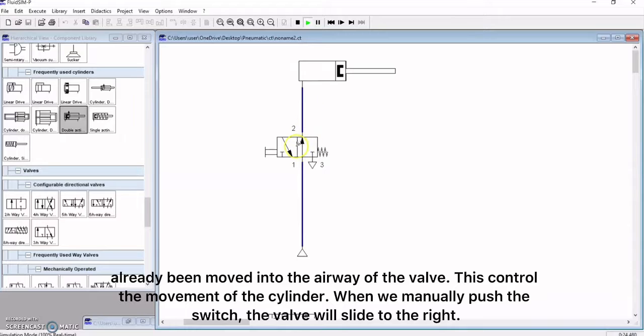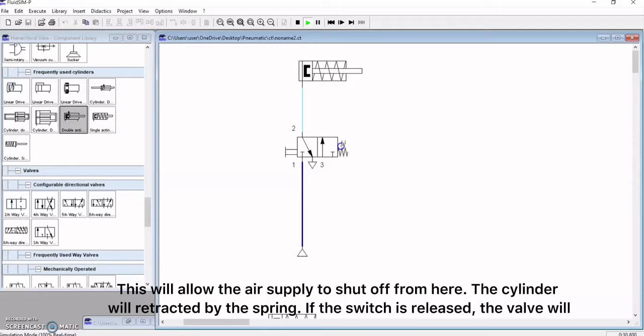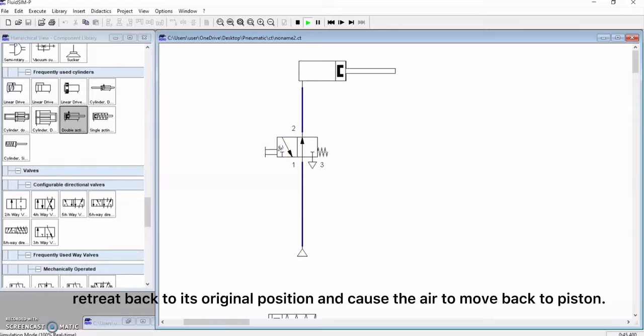When we manually push the switch, the valve will slide to the right. This will allow the air supply to shut off from here. The cylinder will be retracted by the spring. If the switch is released, the valve will retreat back to its original position and cause the air to move back to the piston.